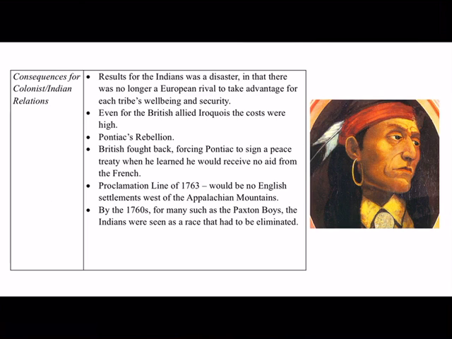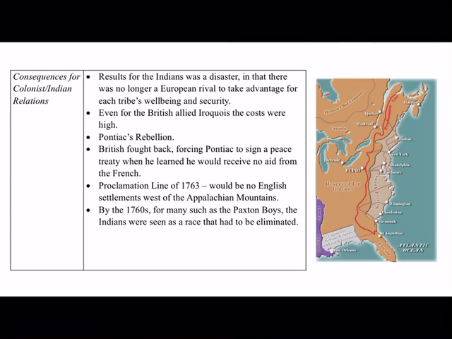As a result of Pontiac's Rebellion, we have the Proclamation Line of 1763. The English didn't want any more conflicts with the Indians west of the Appalachian Mountains, so they passed the Proclamation Line of 1763, which prohibited any English settlements west of the Appalachian Mountains. As a result of that, you're going to cause anger amongst colonists.